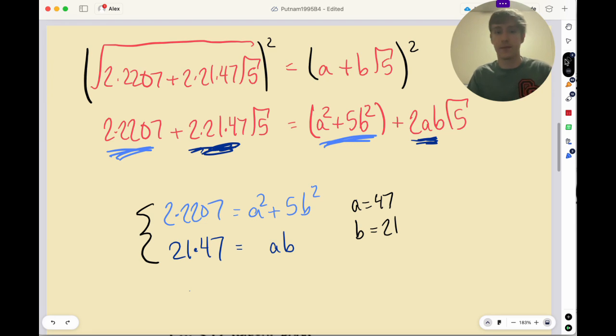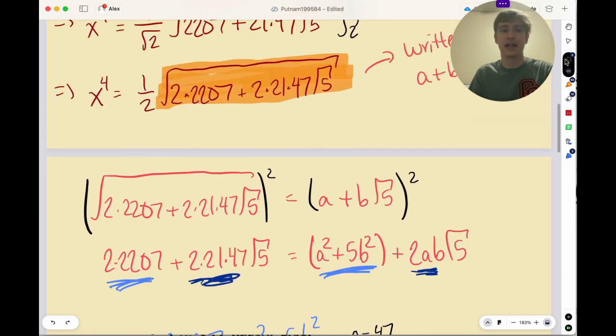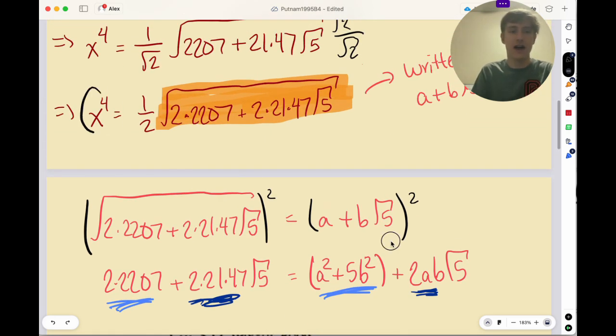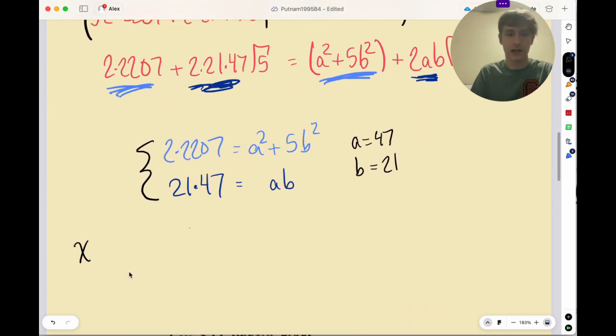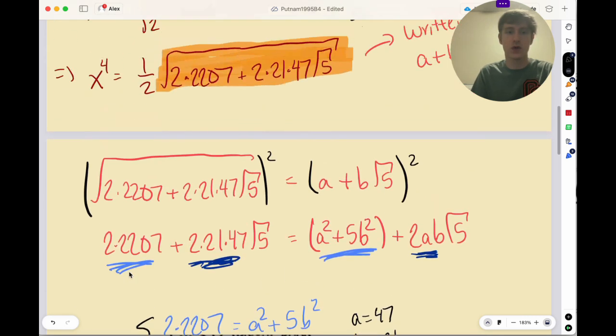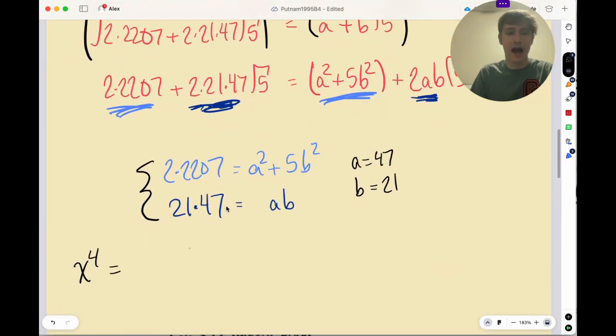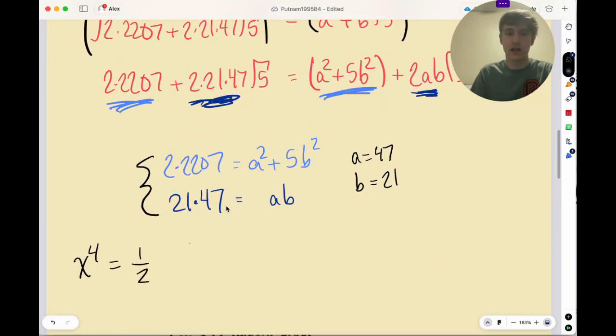So to go back up here, we now have that x to the fourth is equal to 1/2 times a plus b root 5, where a is 47 and b is 21.